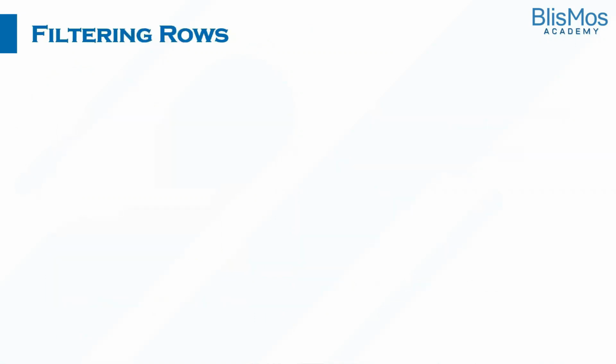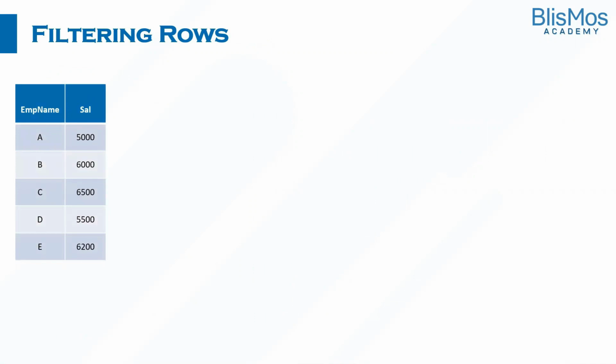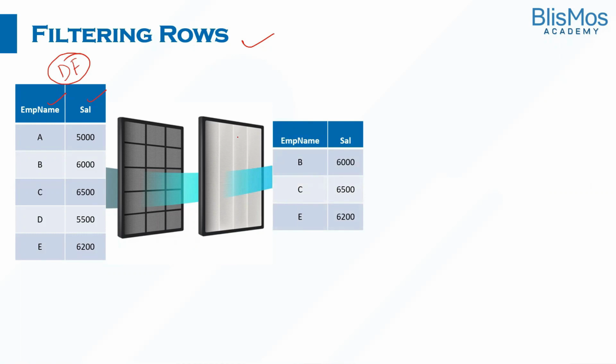One of the very important things is filtering the rows. When you are dealing with millions of records, you tend to filter the rows based on some conditions. Let us take an example of this data frame. As I said, DF is the terminology I have been using for a data frame, which has two columns: employee name and salary. Within this, you want to filter all the employees who are drawing a salary of more than $6,000. Then obviously, we will be filtering the rows to get these values.